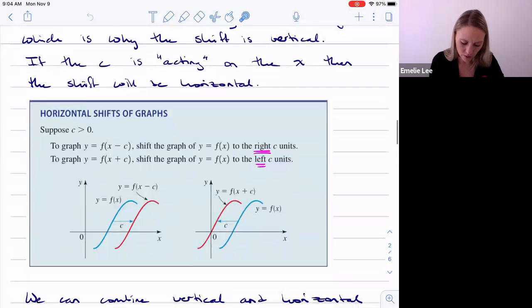Whenever things are manipulating horizontally, or manipulating x, I find that it behaves the opposite of how I expect. For example, when you have x minus c, notice how this minus c is now on the x. So x minus c actually shifts it to the right by c units, whereas in my mind, I would want it to shift left. It does the opposite of what you want. That's something we have to remember. And if you have x plus c, then you have to remember to shift it left c units.